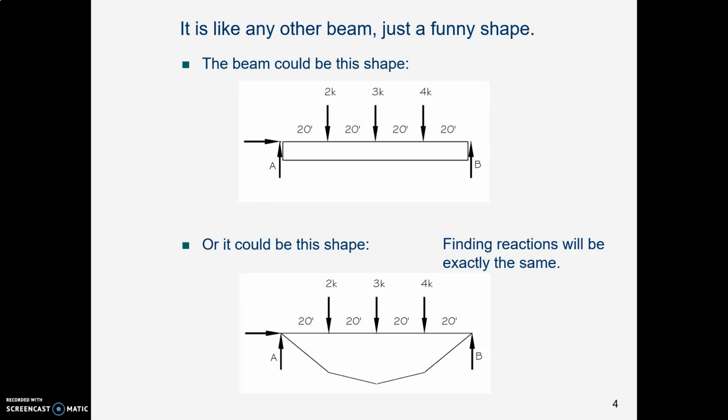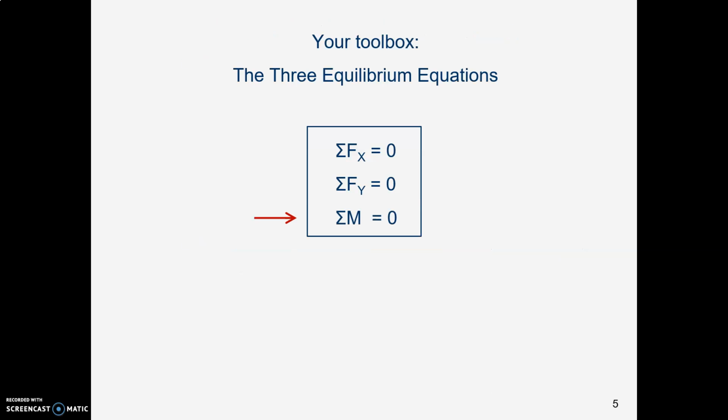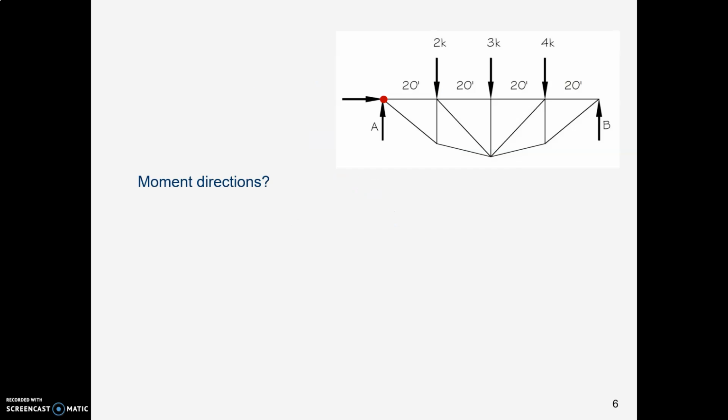your beam is. So let's look in your toolbox, your 3 equilibrium equations, and you probably by now are familiar with the idea that we'll probably start with sum of all moments equals 0. So if we're going to use moments, let's make sure we're clear about what direction these moments are going to turn.